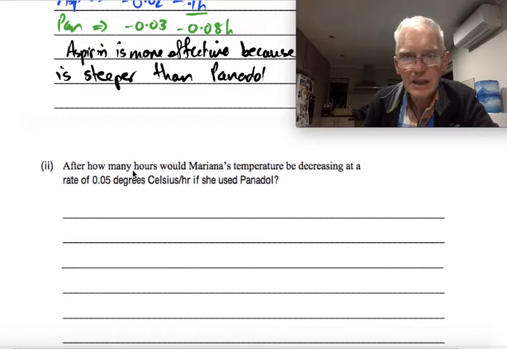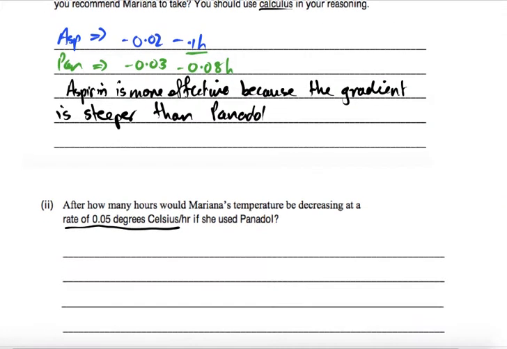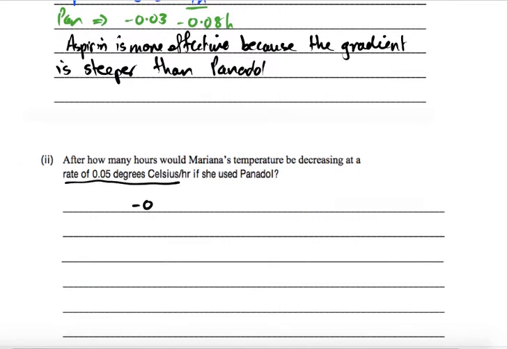Right, after how many hours would Mariana's temperature be decreasing at a rate of 0.05 degrees Celsius if she used Panadol? Well, we've got the rate of change for Panadol is negative 0.03 minus 0.08H. It's a rate of change, and it's decreasing at 0.05. So then we solve that by putting the 0.03 to the other side, add it to that, and then divide by negative 0.08. So that will give you negative 1.